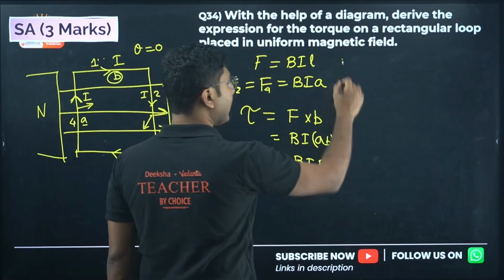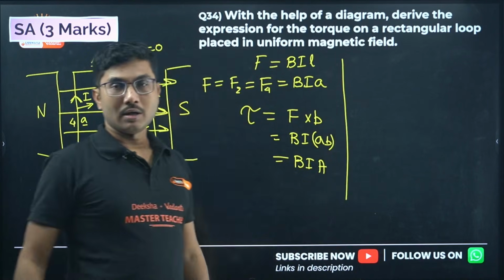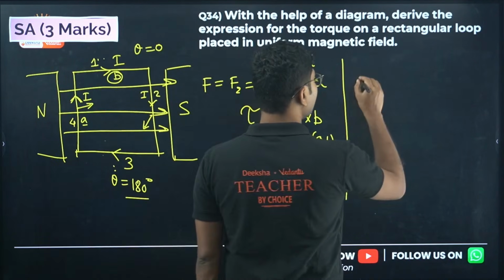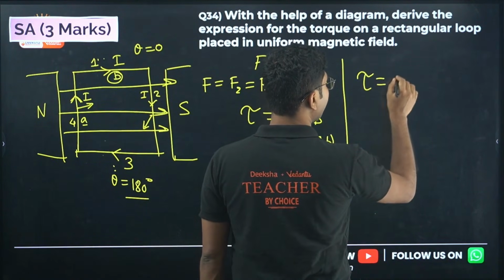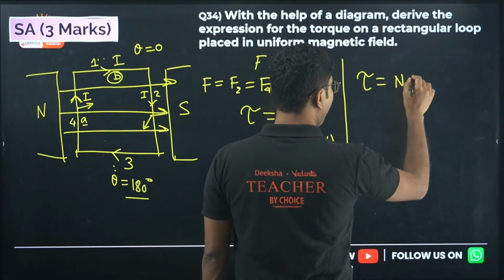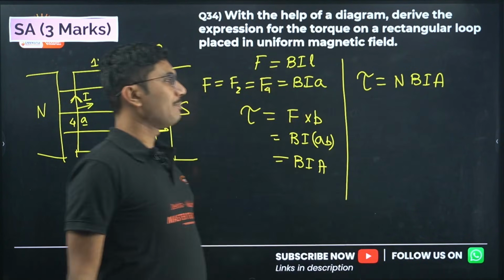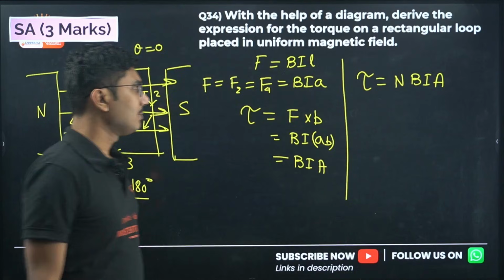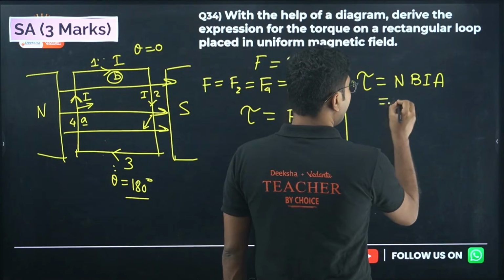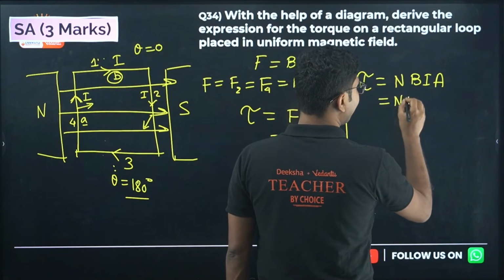Now if the loop contains more than one turn, then the torque will be N into B into I into A. Okay, N B I A. Okay, this is a way to remember the formula.